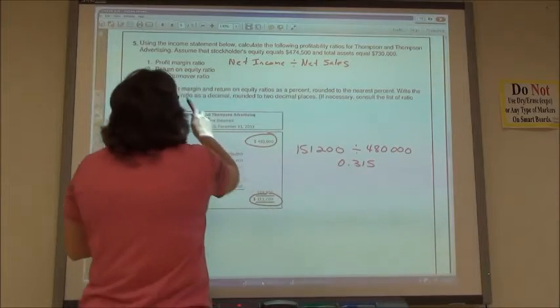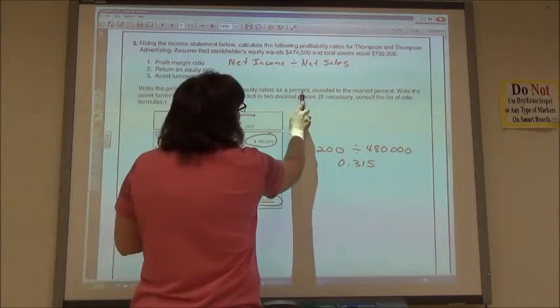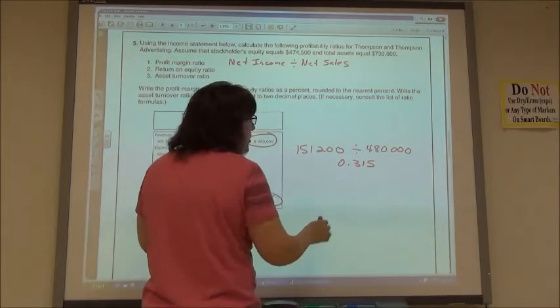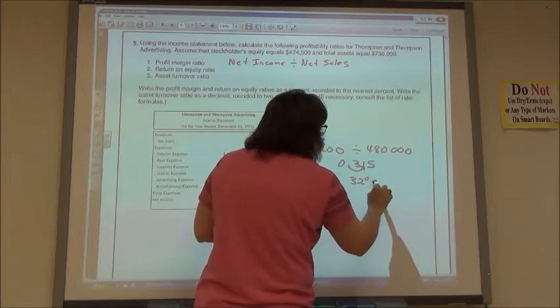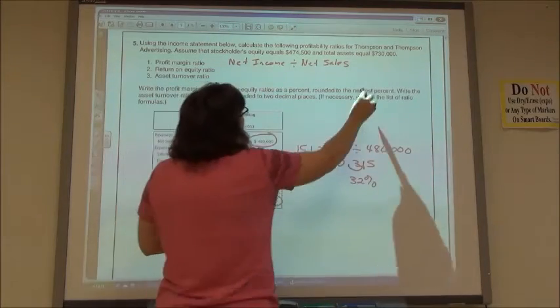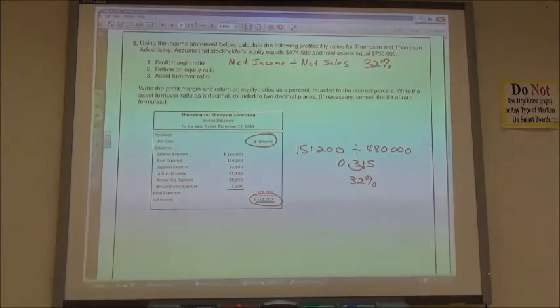We get 0.315. We want to write the profit margin and return on equity ratios as percents, rounded to the nearest percent. So this would be 31.5. We have to round it off to 32% then. So 32% would be our profit margin ratio.